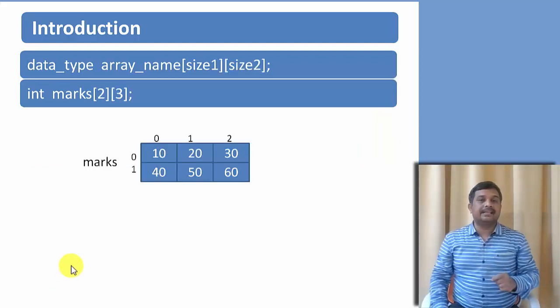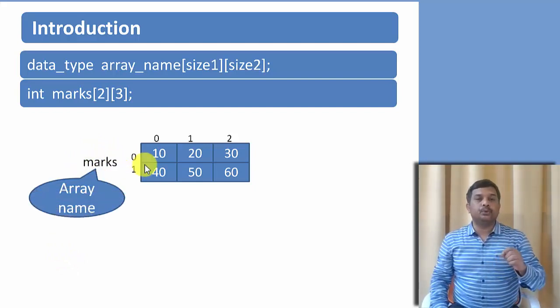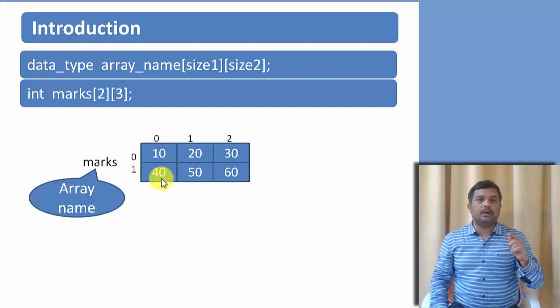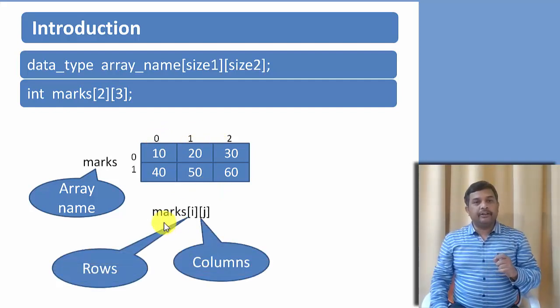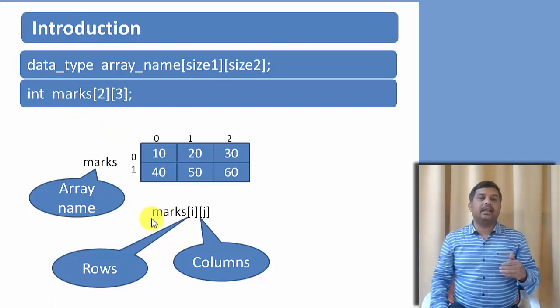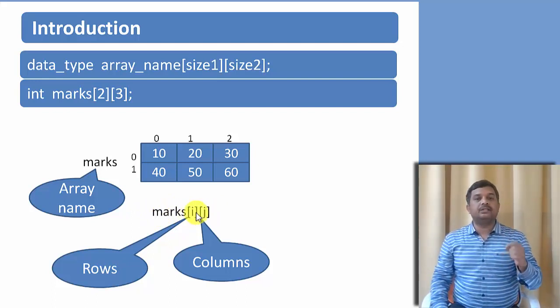So let us take an example here. Here marks is the name of the array, and this array contains 2 rows, that is row 0 and row 1, and 3 columns, that is column 0, column 1 and column 2. When we are defining marks[2][3], we can access each and every element by saying marks[i][j]. i represents the row number and j represents the column number.